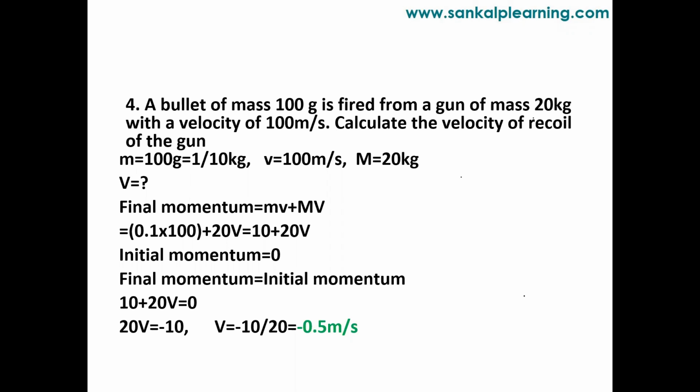It is fired from a gun of mass 20 kg with a velocity of 100 meter per second. Calculate the velocity of recoil of the gun. We need to calculate the velocity here, that is, the recoil velocity. Mass is given as 100 gram. Convert it in terms of kg. As I told you, it is 100 divided by 1000. Therefore, we will get it as 0.1. Next, the final velocity of the bullet is given, that is 100 meter per second.